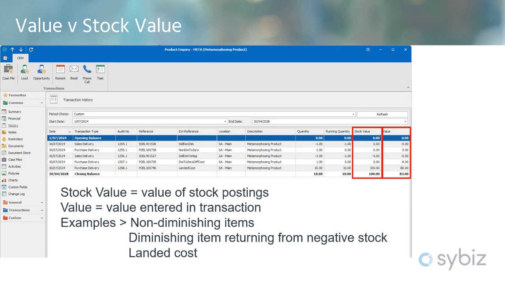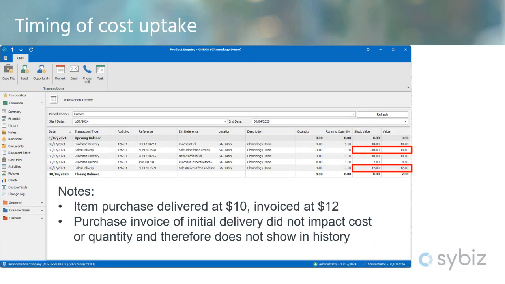So on with the show. The timing of the cost uptake. This is something that we've already talked about quite a bit, but again, just to emphasize it with the visuals, just to help reinforce. It's using the same item, but different timing of the transaction sequences. In the first line there, we're doing a purchase delivery. That's just run of the mill.